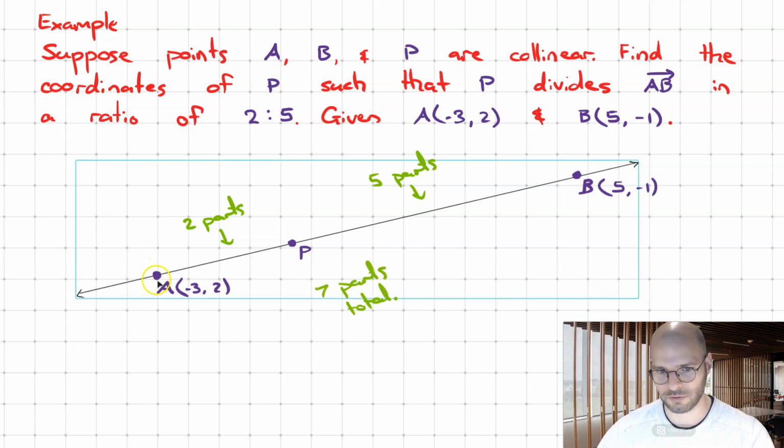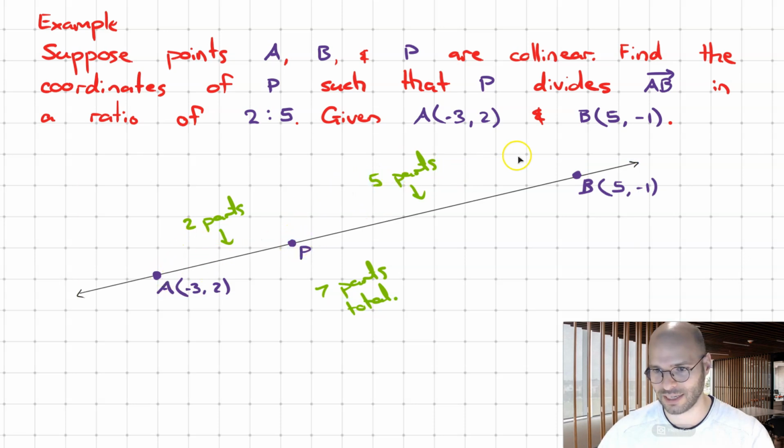So the length of vector AB is composed of 7 equal parts, 2 of which are between A and P, and 5 of which are between P and B. So we break it into 7 equal parts. Now what we'd like to do is find the coordinates of point P given this relationship over here. So let's have a go.